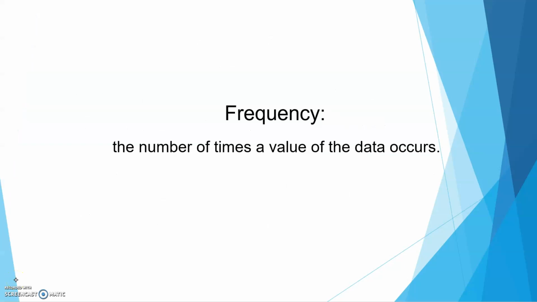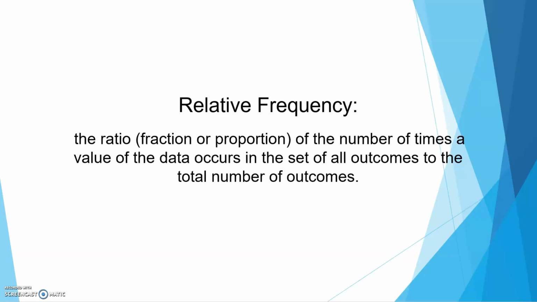Okay, a few more definitions. We have a lot of definitions in Chapter 1. Frequency, and I know you know what frequency is, is the number of times a value or something occurs. Now, relative frequency is really just a ratio, which is another way of saying a fractional proportion. It's the number of times a value of data occurs in the set of all outcomes to the total number of outcomes. And that is a lot easier than what I just read right there. The definition is actually more complex than the actual working out of the problem.